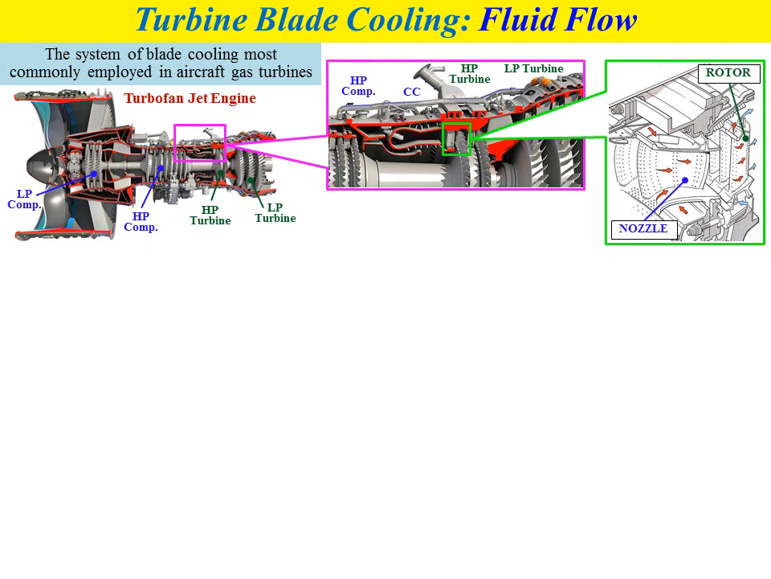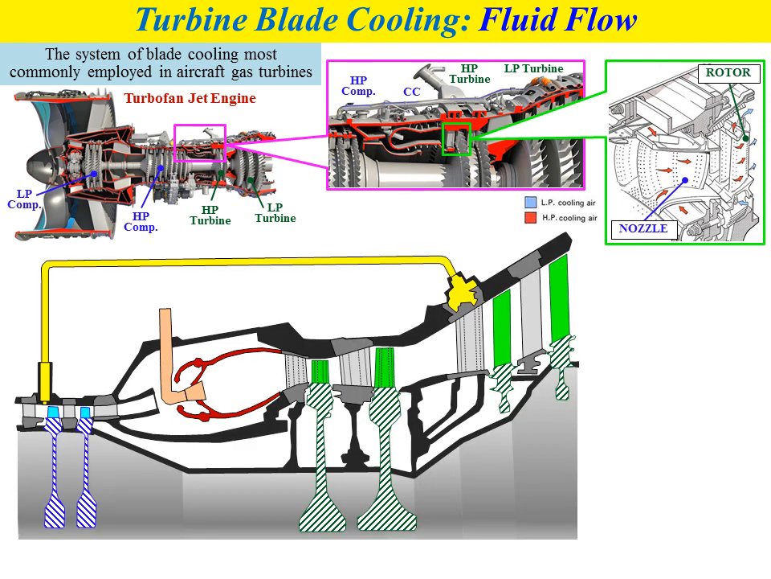So this type will be used in order to reduce the temperature of the nozzle and also the rotor blade in the turbine. The arrows represent the flow of cooling air, where the red arrow represents the high pressure cooling air that comes from the high pressure compressor, and the blue arrow represents the low pressure cooling air that comes from the low pressure compressor.